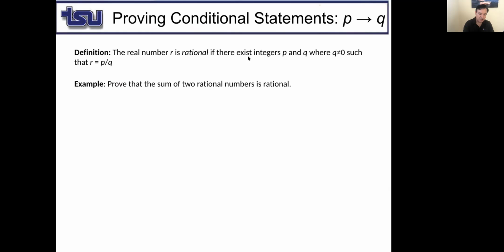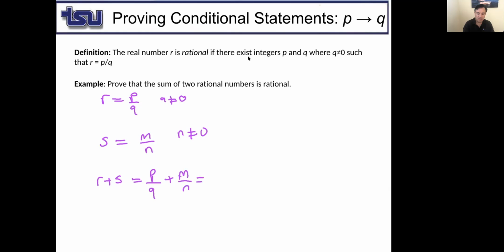Well, that's pretty easy. Assume the first rational number r is p over q with q not equal to 0. That's our first rational number. And assume that we have another rational number s, and let's say it is m over n, and n is not 0. Okay, we have two rational numbers. And I'm going to add them up, r plus s, that means p over q plus m over n. And that means pn plus qm over qn, right?